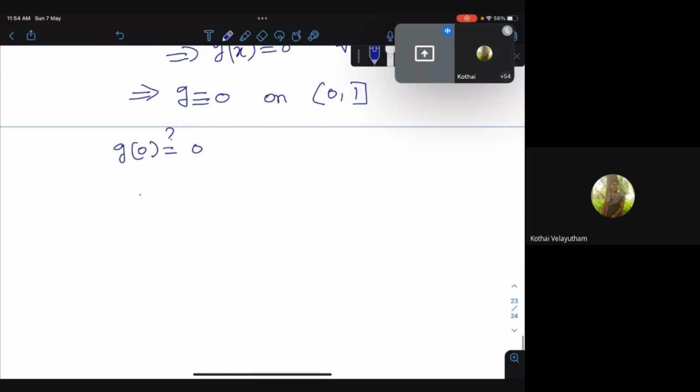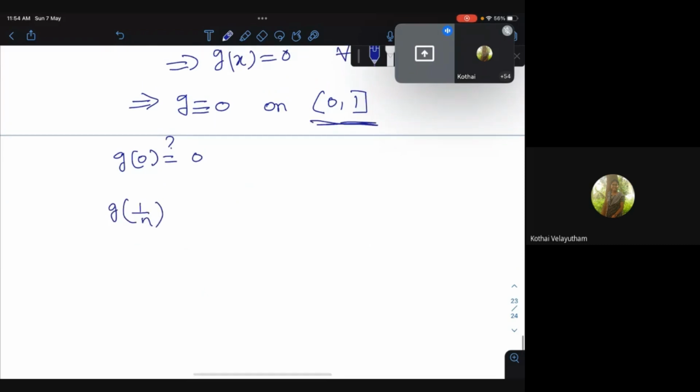But remember that at 1 by n, g of 1 by n is 0, because it is 0 everywhere on the interval. Now take the limit n tending to infinity. The limit of 0 is actually 0. There is nothing here. Because of the continuity, I can write it like this.